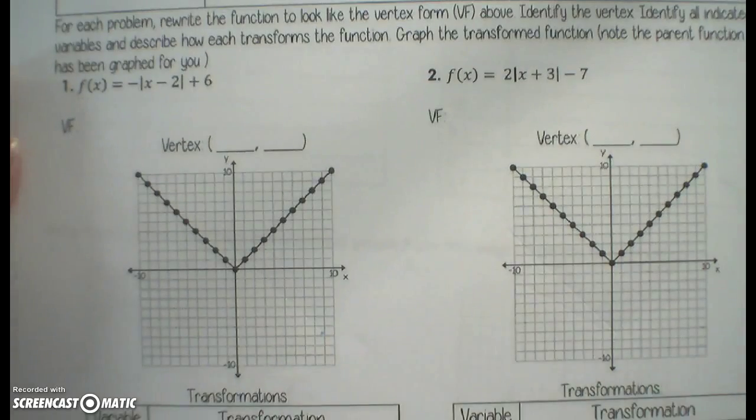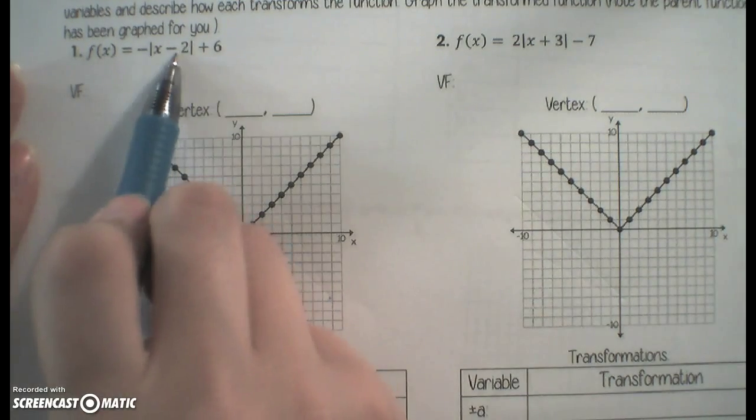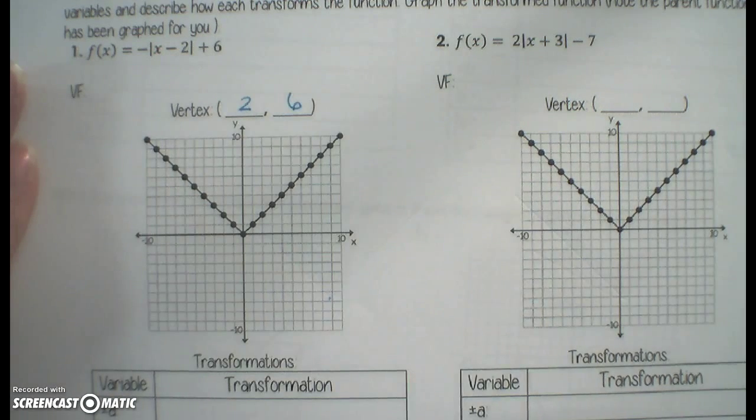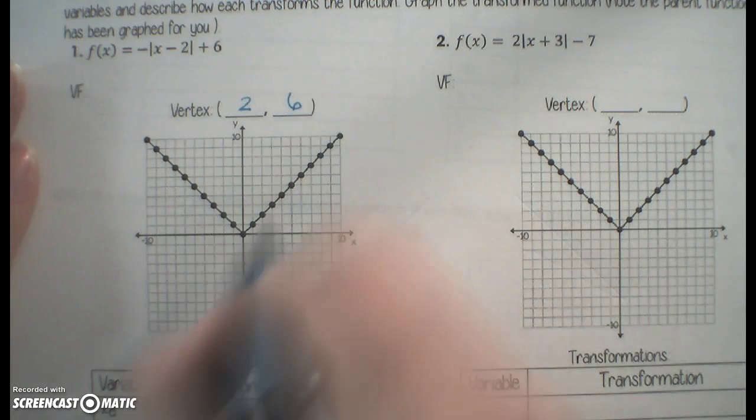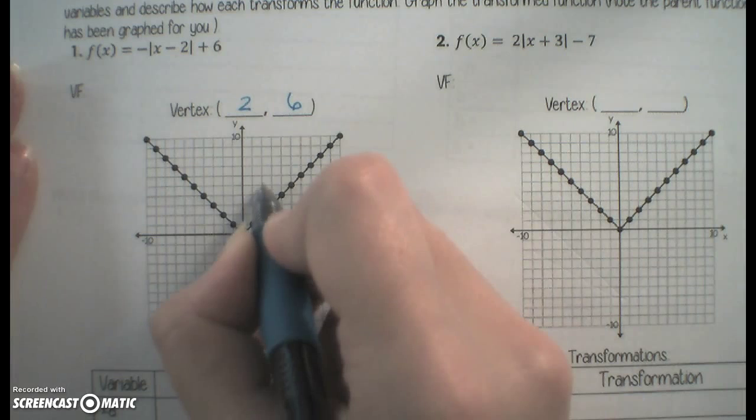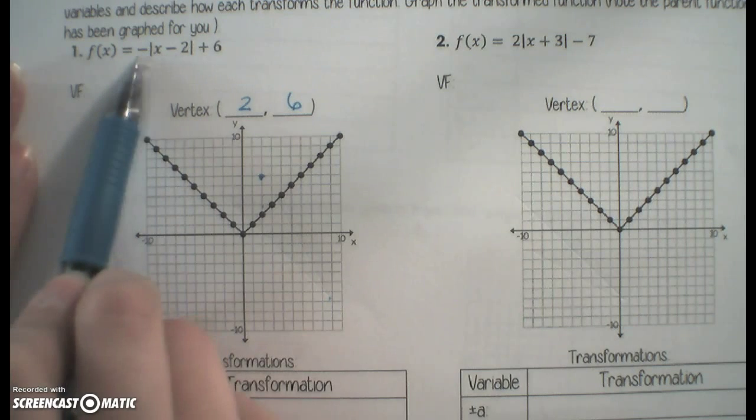All right. So for the first one, let's just go ahead and start with our vertex. Remember, we do the opposite on the inside. Keep the outside. There's our starting point. So let's start by putting a dot at 2, 6. Is this going to be right side up or upside down? Well, we look in the front, or we look in for any negatives. Yes, so it's going to be upside down since that negative is out front.